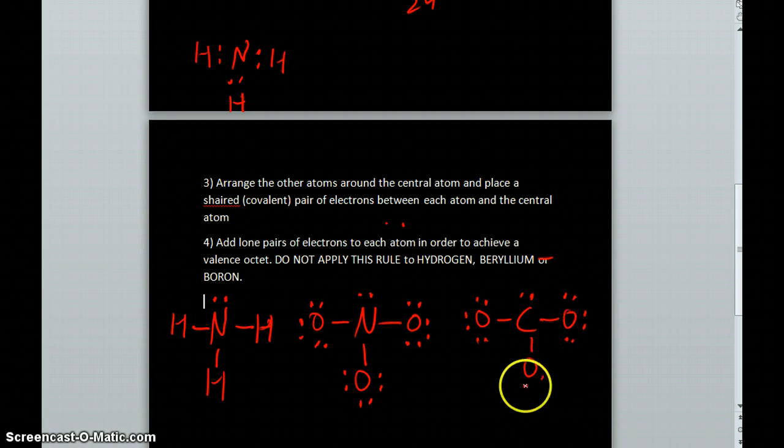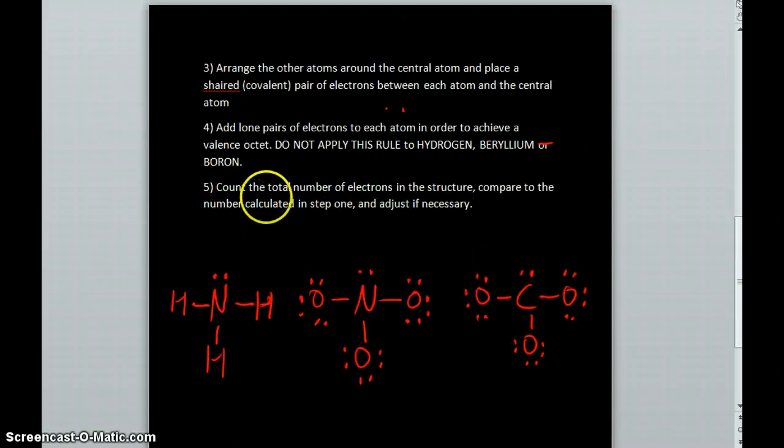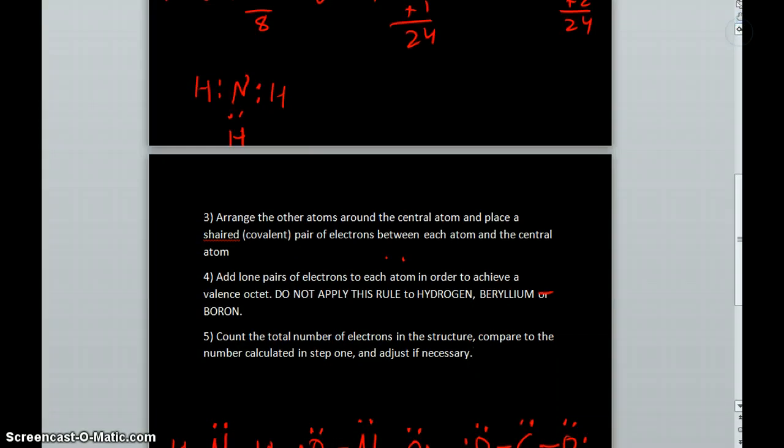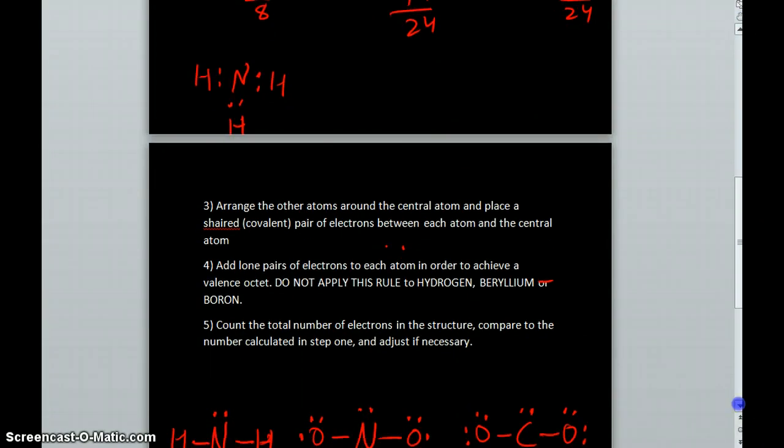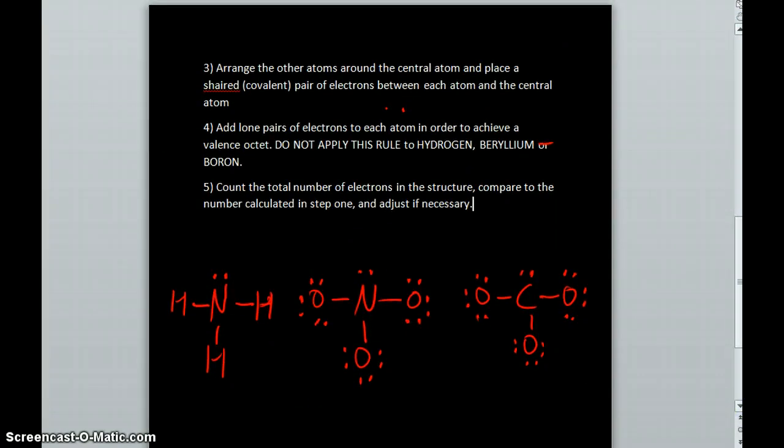And now for the only step that's really important, and the only step where you have to be careful and think. We are now going to count the total number of electrons in the structure and compare it to the number we calculated in step 1 and adjust the number of electrons if necessary. So in our first example, we have 2, 4, 6, 8 electrons. And if you remember from our initial calculations, we wanted 8 in the structure. So this structure is fine. I'm going to leave it as is, no adjustment necessary.